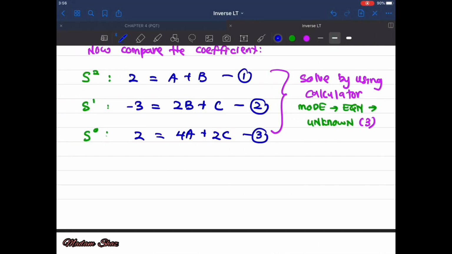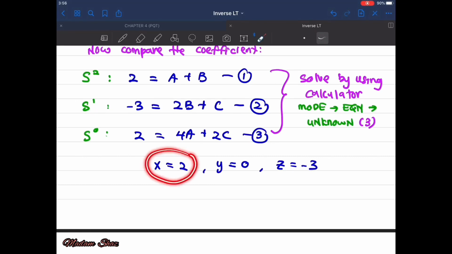So after you have finished key in all the equation, the calculator will give you the answer x is equal to 2, y is equal to 0, z is equal to negative 3. X is equal to 2 means that our A is equal to 2. So this is our A is equal to 2. Y equal to 0 means that B is equal to 0. Z is equal to negative 3 means that our C is equal to negative 3.